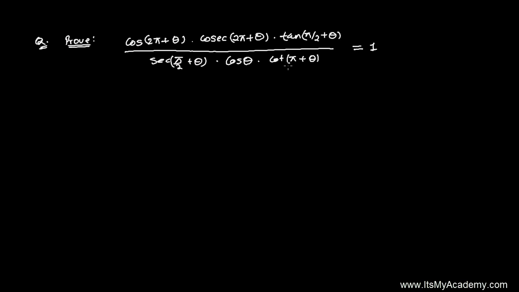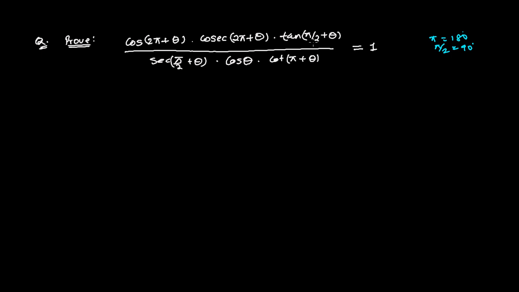Here we have another trigonometric proving question. We need to prove this left hand side is equal to 1. Here pi is actually 180, so pi by 2 will be actually 90 degrees. So don't confuse between this pi and 180 degrees.